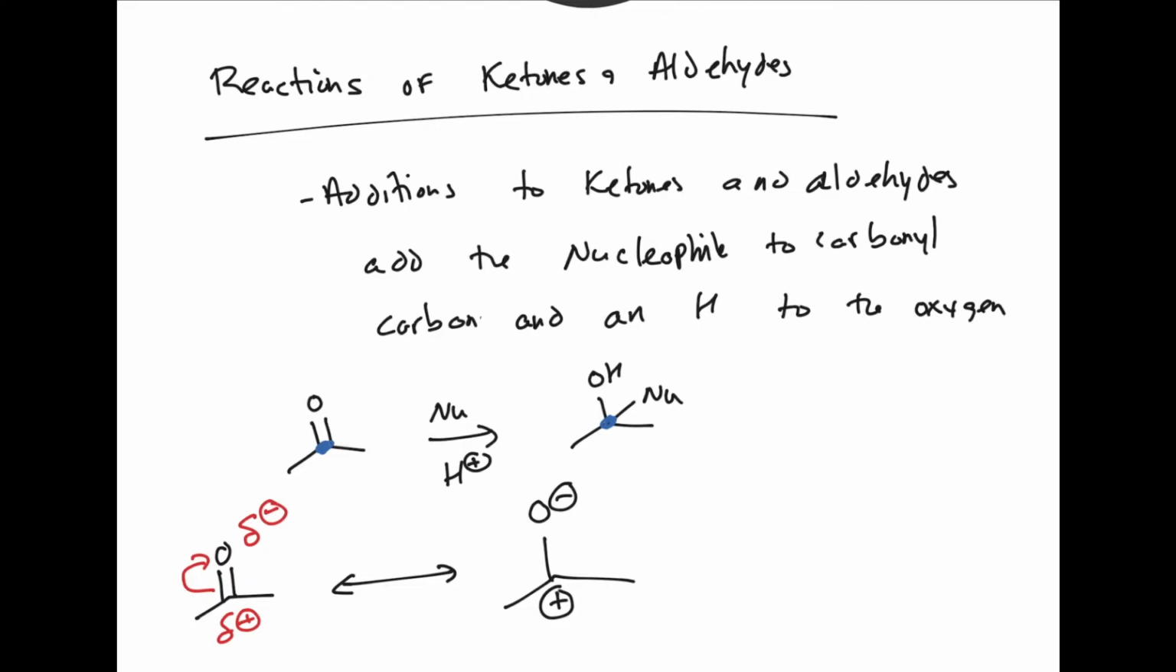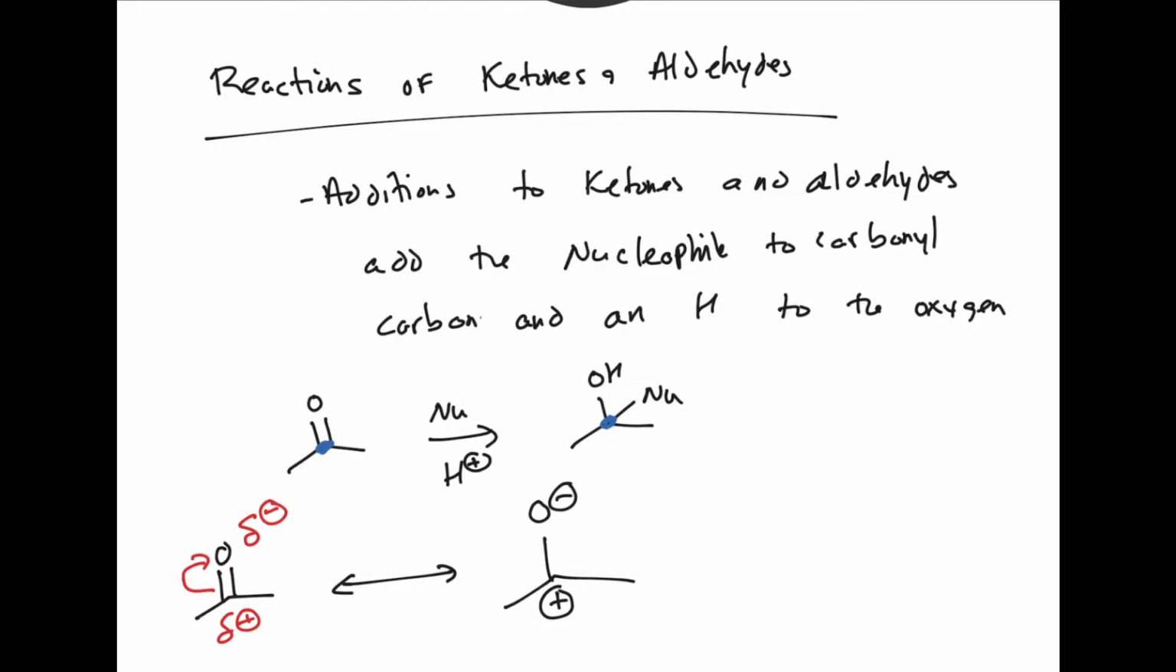Wait, there you go. Just like when we did the dienophiles, right? We were like, oh, this carbon, I can draw it positive in a resonance structure, so I'm going to say this carbon is partially positive, right? Same thing here. I have this resonance structure where my carbon is positive, so I can say it's partially positive, right? And so if you're a nucleophile, you want to add to the most positive thing that you can, right? Which is going to be the carbonyl carbon.